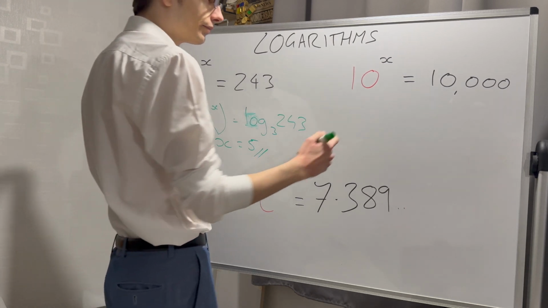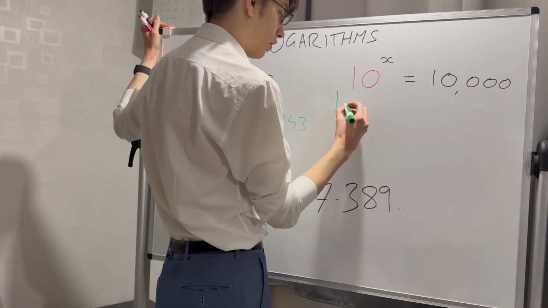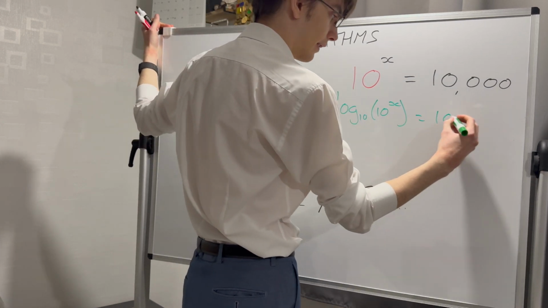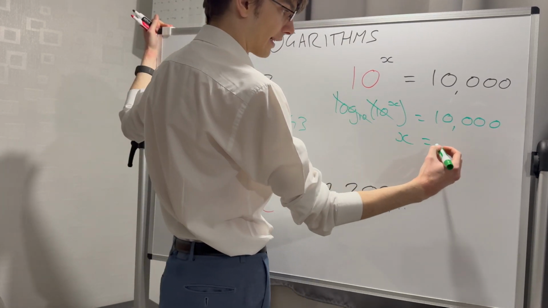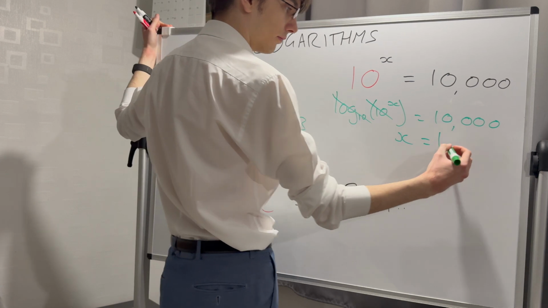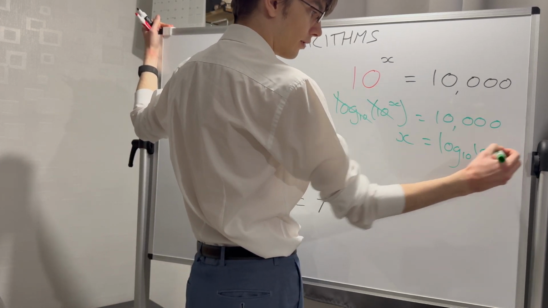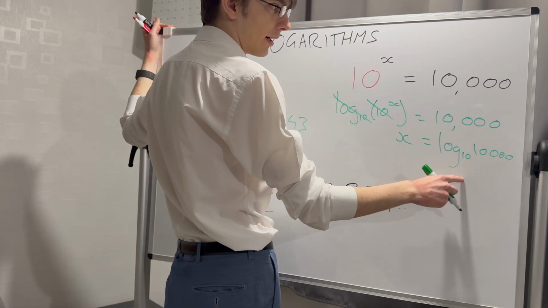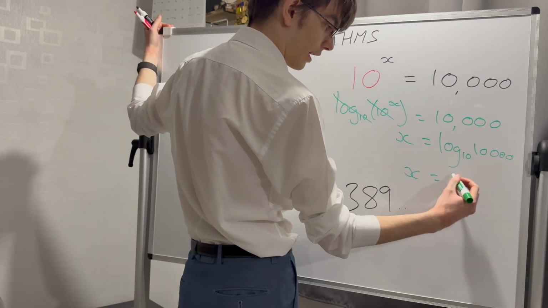Now over here, 10 to the x is 10,000. 10 is the base, so apply log base 10 to 10 to the x, equals log base 10 of 10,000. Log base 10 and 10 cancel. X equals, I forgot to apply it to this side, log base 10 of 10,000. Type that into a calculator and you get, what's that, cubed? No, to the 4. X equals 4.